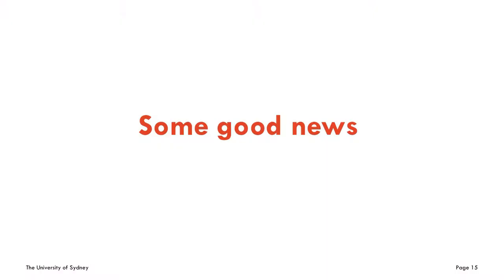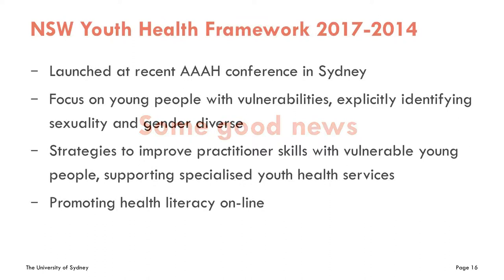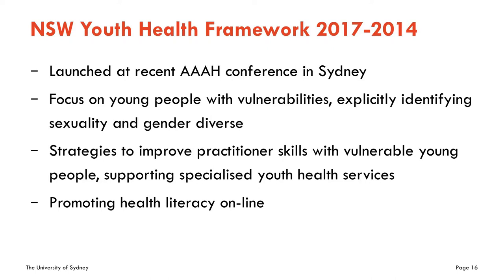So some good news. New South Wales has launched a youth health framework, which is a bit like a policy, but it's called a framework. It was launched at the recent Australian Adolescent Health Conference in Sydney. The focus is on young people with vulnerabilities, and it explicitly articulates sexuality and gender diverse young people as an area that the government must look at supporting with respect to health services.